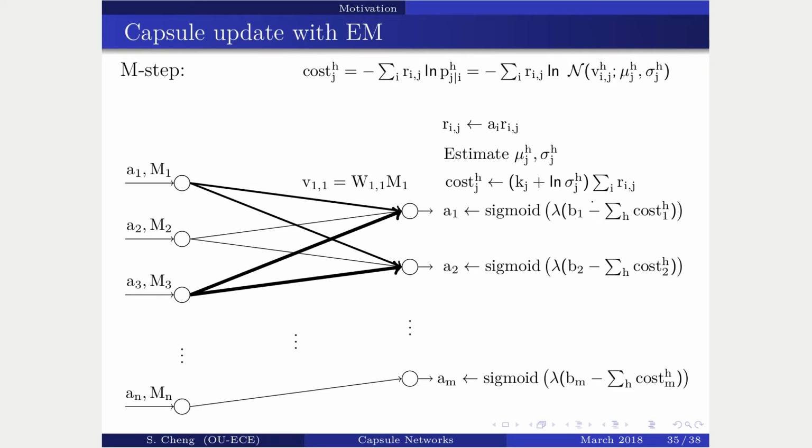Then afterward, of course, we can just sum over all the costs, subtract the bias B1, and then multiply by lambda and apply sigmoid to compute the activation at the output.